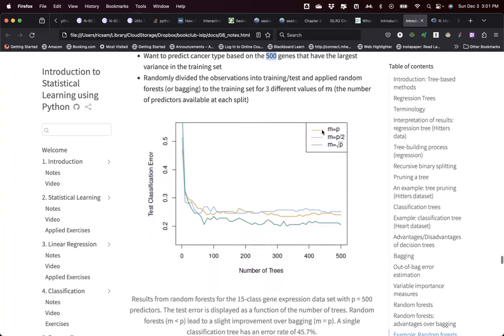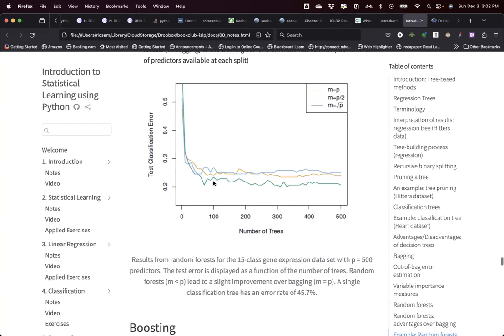What they show is that the light orange line is the bagging, okay, with M equal to P, the number of predictors, the whole thing. Then we have a blue line, which is P divided by 2, so we're only going to use half of the predictors available, in other words, 250. But in the light green line, we get the random forest, with the square root of P, which in this case is the square root of 500, which is much less than P divided by 2. And as you can see, you get a better test classification error using random forest, right?